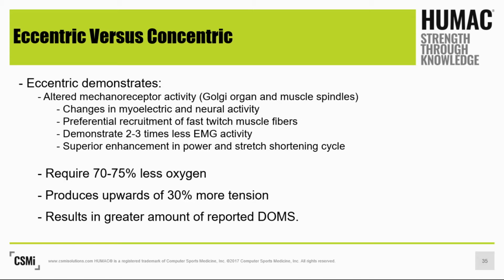Apart from the neurologic side, the muscle requires 70 to 75% less oxygen utilization for eccentric versus concentric when matched for load. All of these effects will result in about 30% greater force-producing capacity of the system eccentrically. The one downside to eccentric focus training is the amount of delayed onset muscle soreness that occurs.